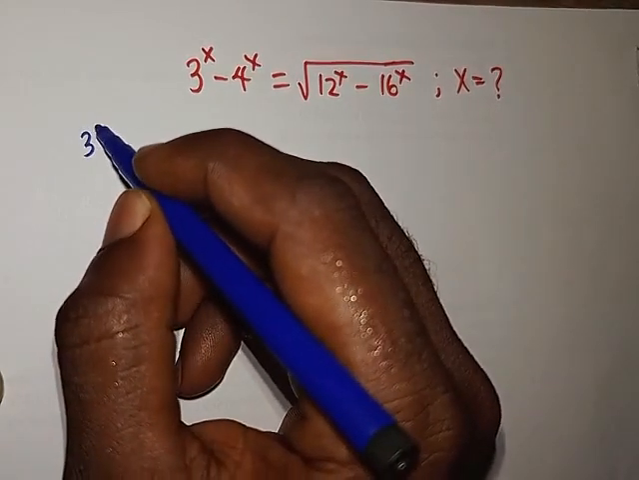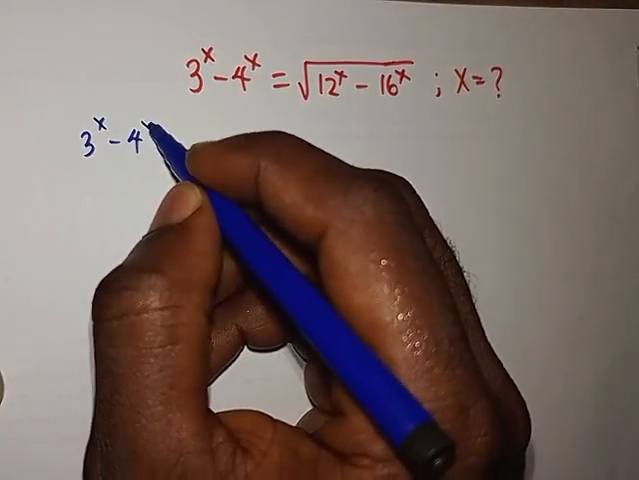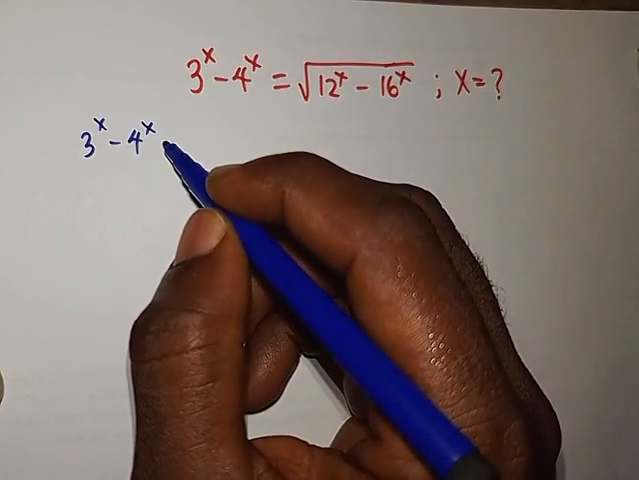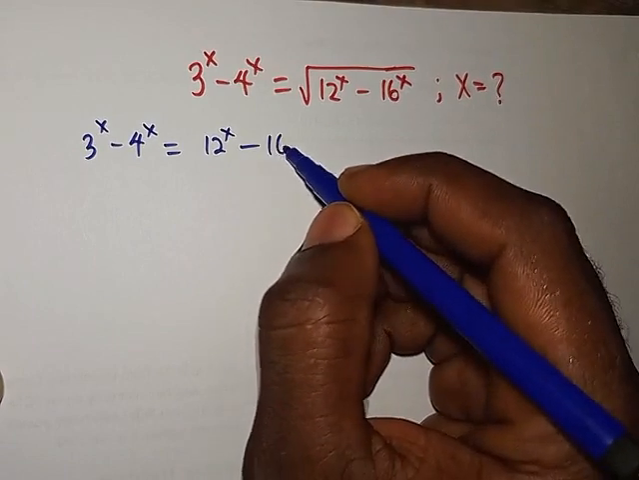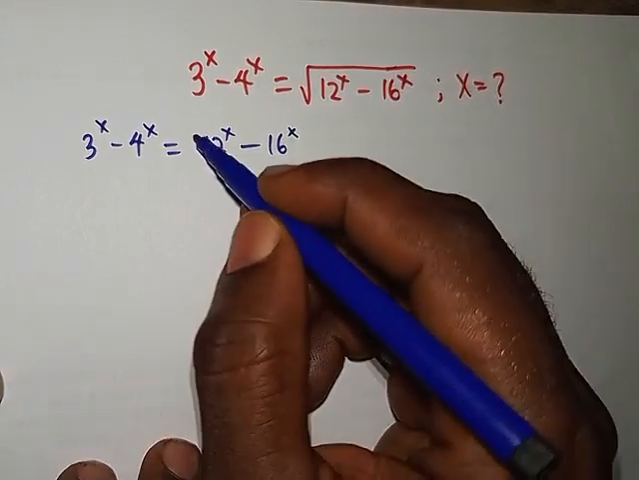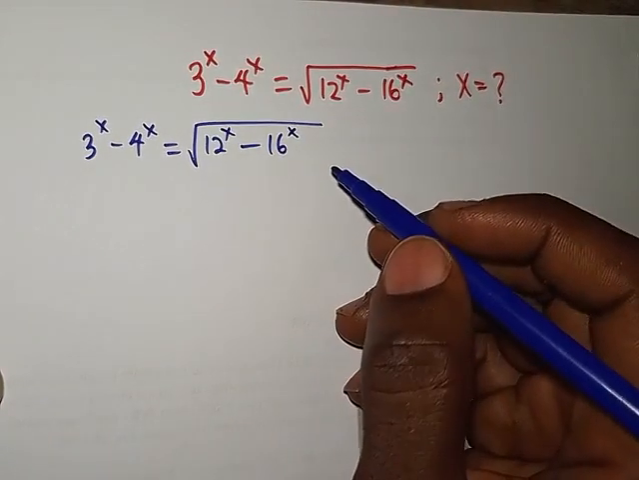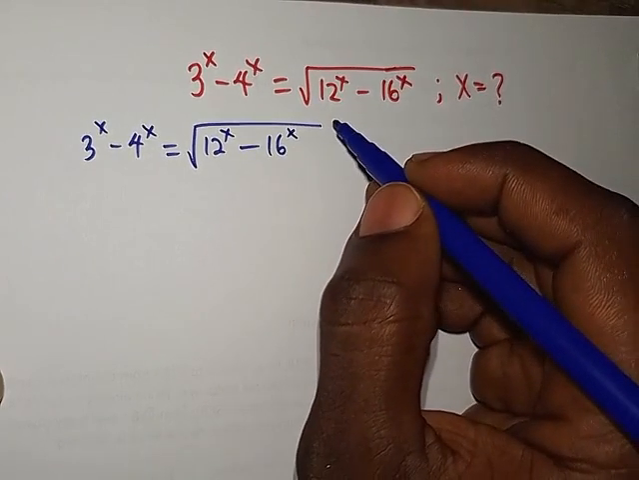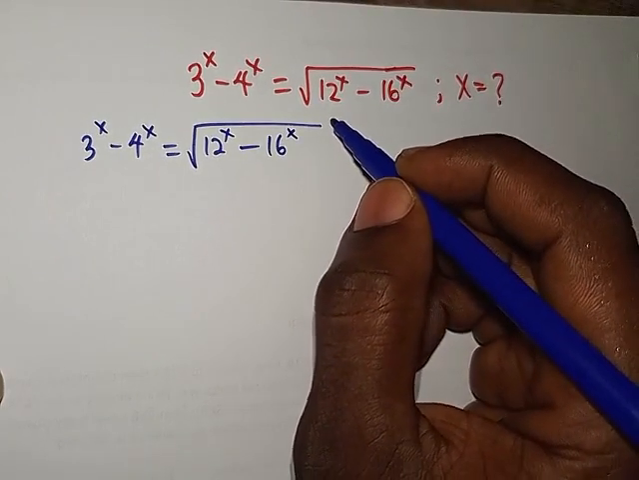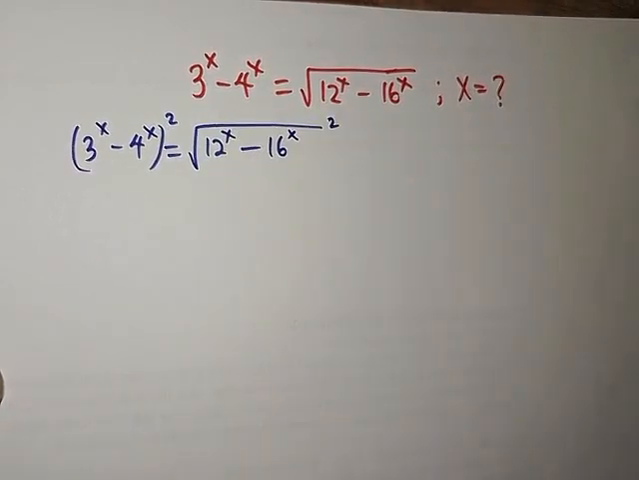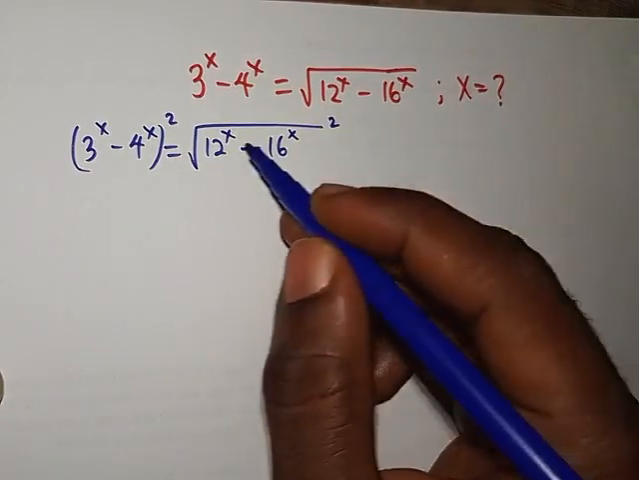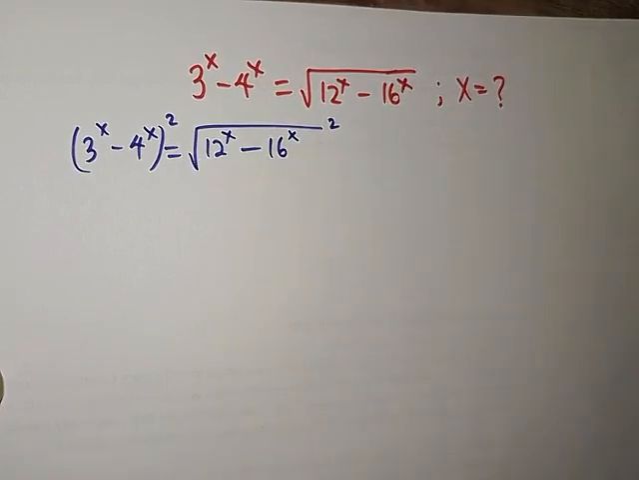We have 3 to the power x minus 4 to the power x equals 12 to the power x minus 16 to the power x, then we have this square root like this. Now if you want to get rid of this square root, we need to square both sides. So if I square both sides like this, by squaring, we get rid of the giant square root.